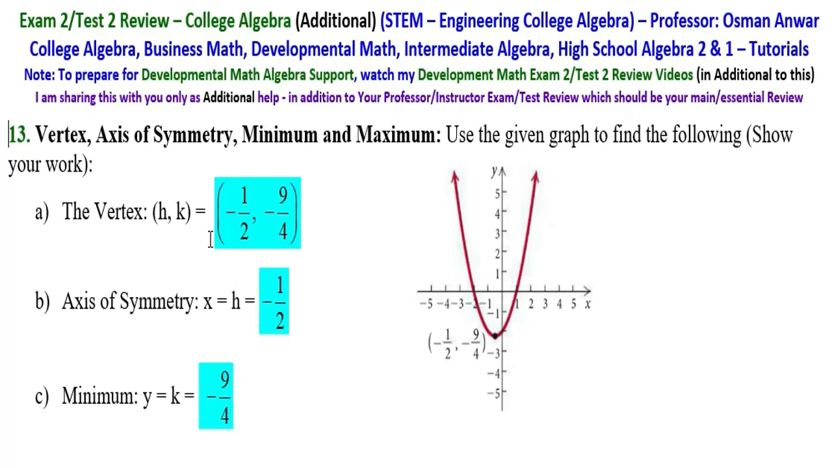Then this has a minimum. The minimum is y. It is the k, which is equal to minus 9 over 4.